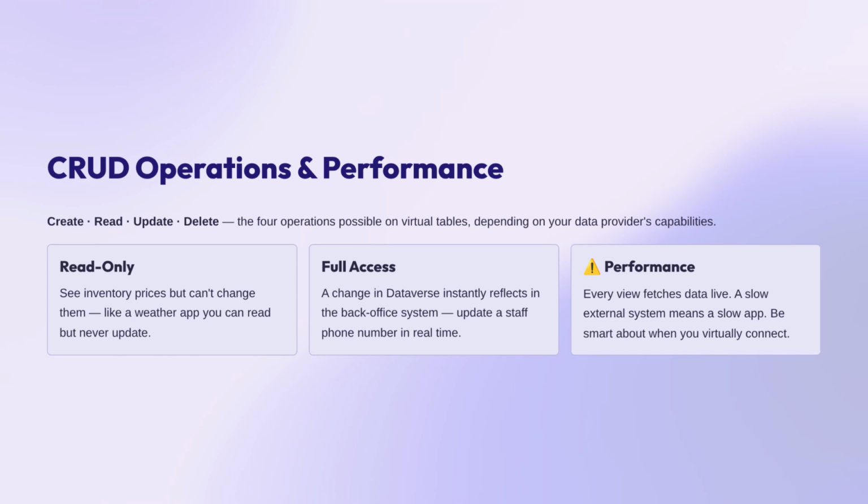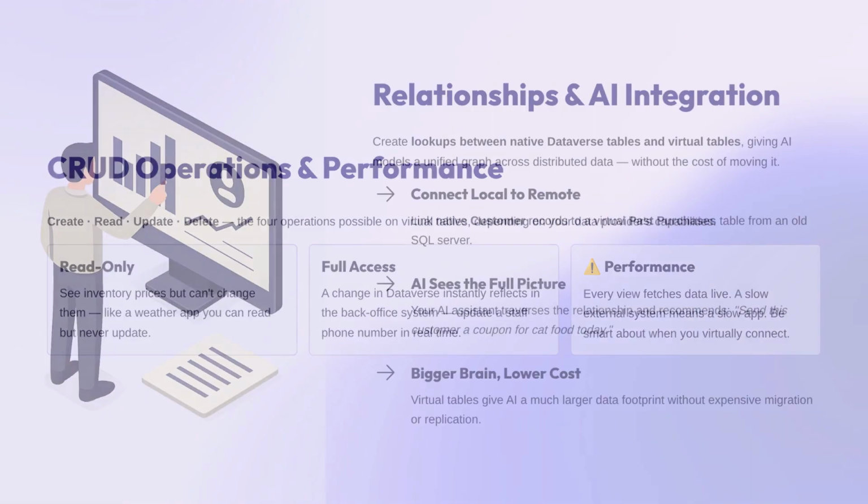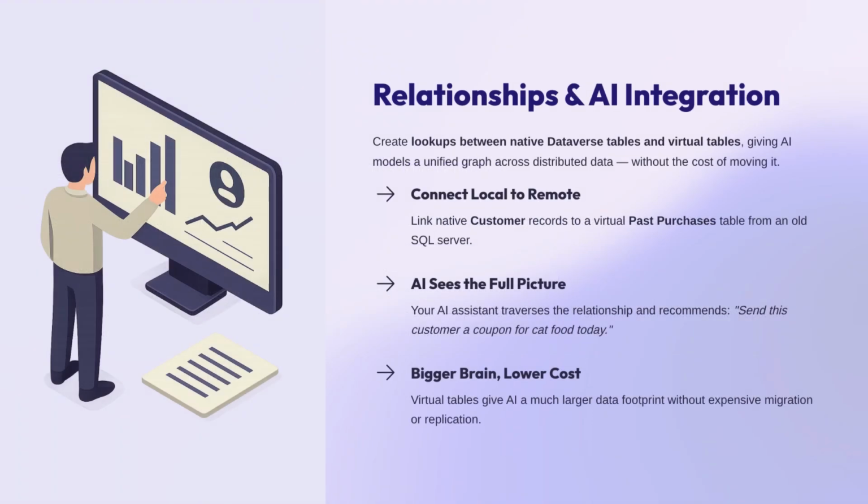So, now that we've mastered the rules of looking and touching data across the bridge, you might be wondering how the AI uses this external data to make smart decisions. Well, that brings us right into our next step, which is AI integration and relationship mapping. Let's dive into relationships with virtual tables.